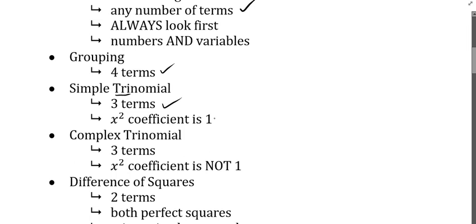And how do I know it's simple compared to complex? X squared coefficient is a 1. Look at complex trinomial. It's still a trinomial, so it's still got 3 terms. X squared coefficient is not 1. It's 2 or 3 or 4 or 5 or 6 or something, anything else. Then it's a complex trinomial. See how important it is that you count the number of terms. Like that's one of the biggest indicators of what's going on is how many terms it has. If I have a 4-term question, it's not a trinomial, right? So it's not simple trinomial or complex trinomial because it's not a trinomial.